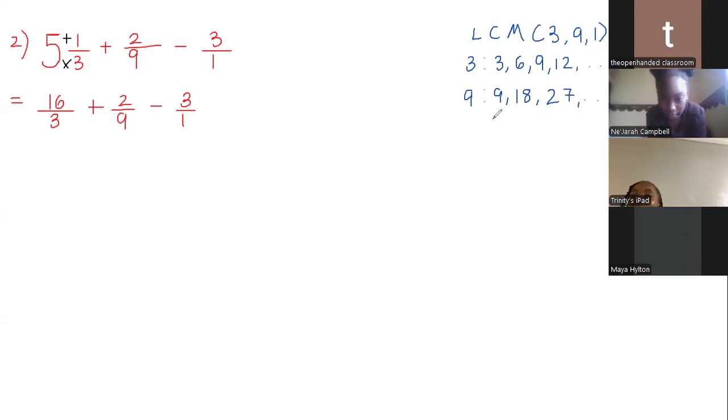All right, so class, what is the lowest common multiple of 3, 1, and 9? What is the lowest common multiple? 9. So the LCM of 3, 9, and 1 is going to be 9, okay?